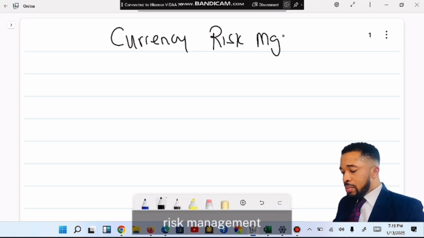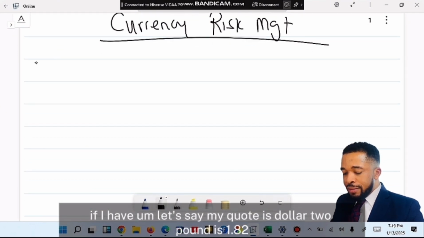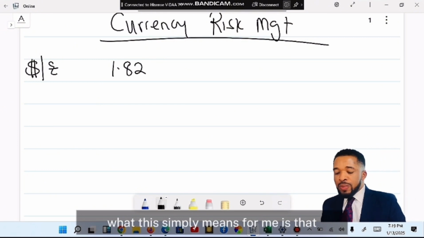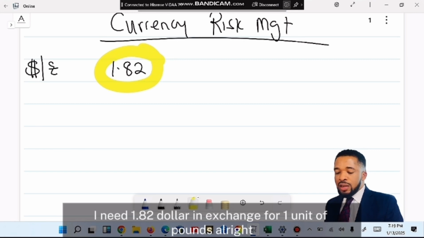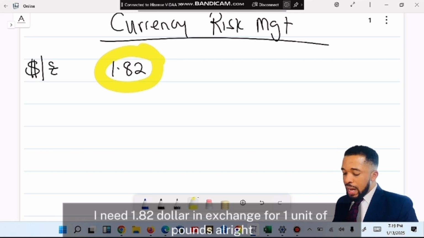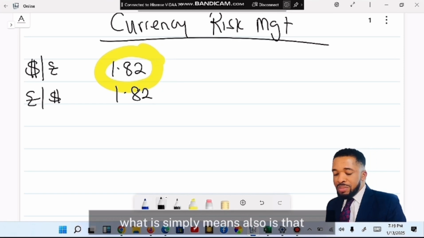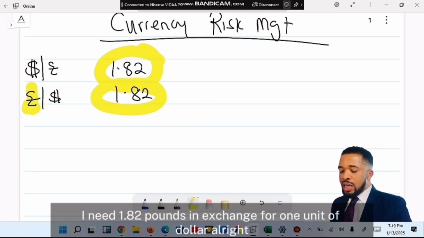We are looking at currency risk management. First things first, we must understand what a quote means. Let's say my quote is dollar to pound is 1.82. What this simply means for me is that I need $1.82 in exchange for 1 unit of pounds. And if I have pound to dollar 1.82, for instance, what this simply means also is that I need 1.82 pounds in exchange for 1 unit of dollar.